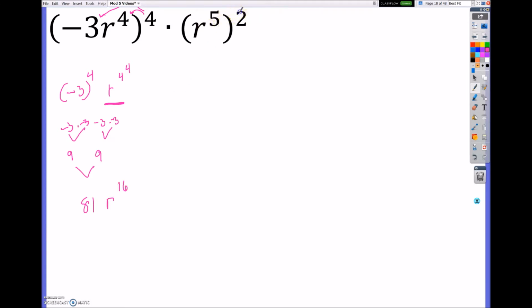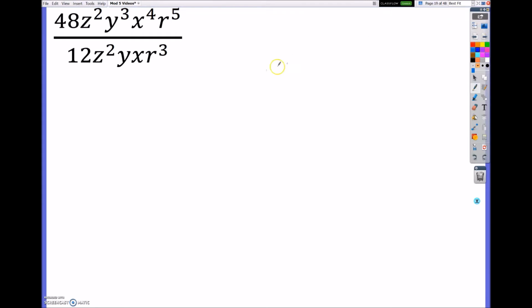Now I'm going to look at here. There's just an r here. I'm going to have a power to a power, so I'm going to multiply to get r to the 10th power. Now we go back to yesterday's lesson: when I am multiplying two exponents with the same base, what I'm going to end up doing is just adding the exponents. This is going to give me 81 r to the 26th power.